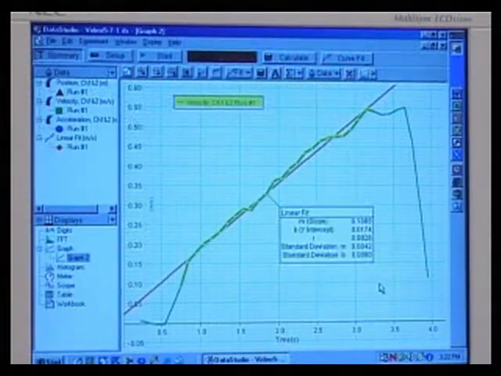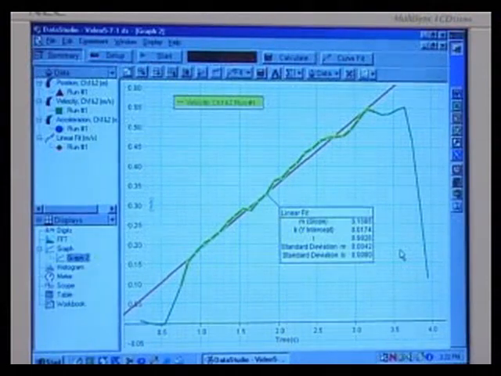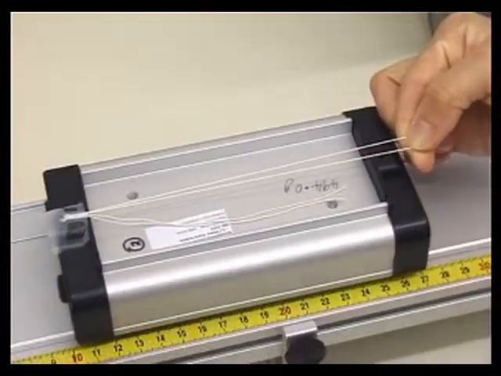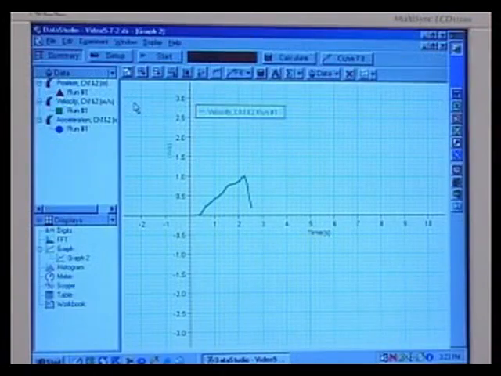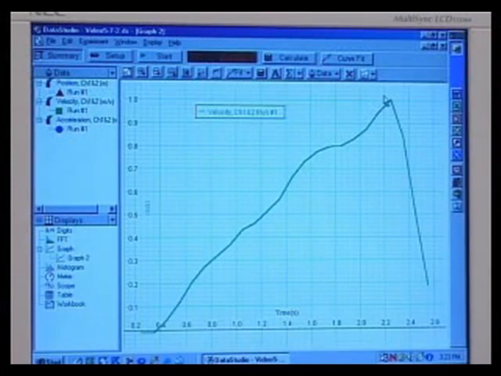Measure the acceleration from the slope of the VT graph. The data logging program can do this readily. Repeat the experiment by pulling the trolley with 2 elastic threads. Measure the acceleration of the trolley from the slope of the VT graph.